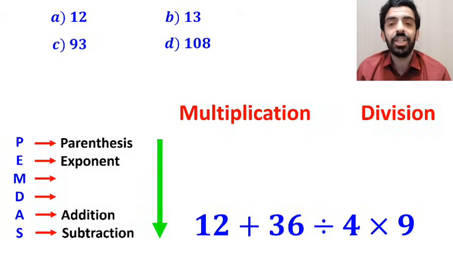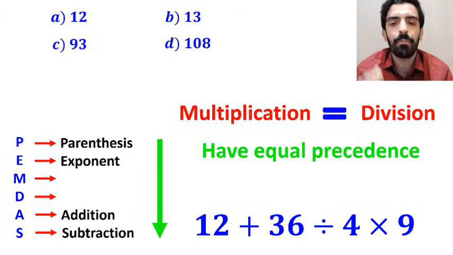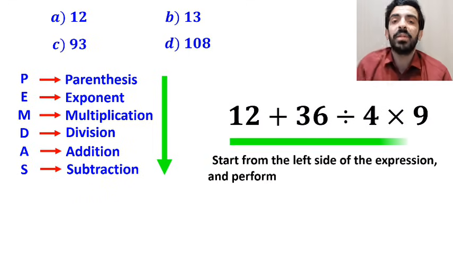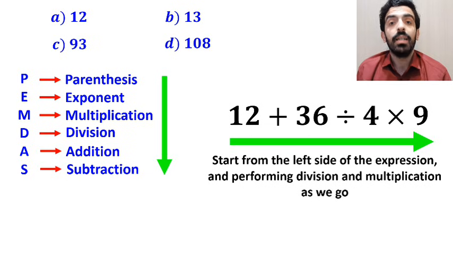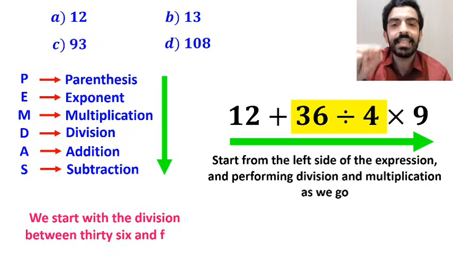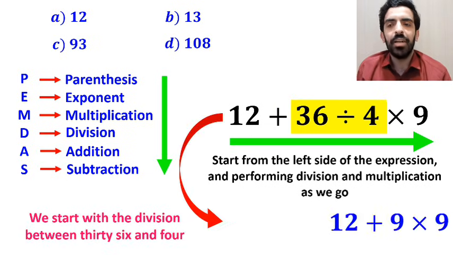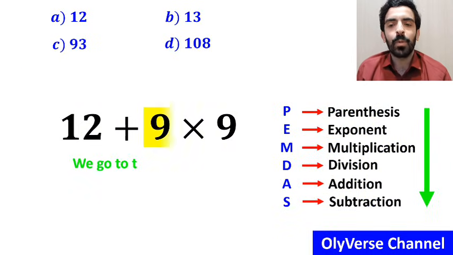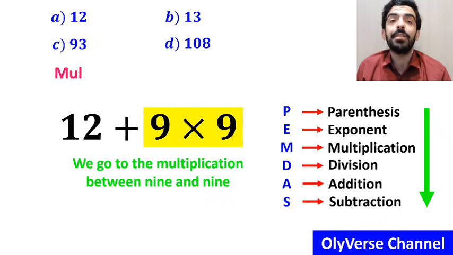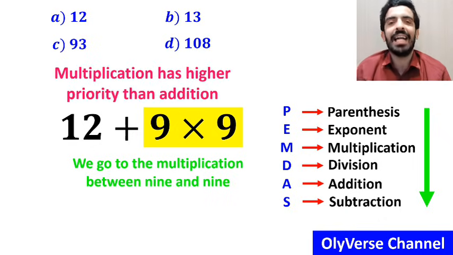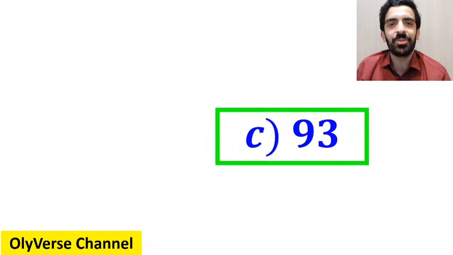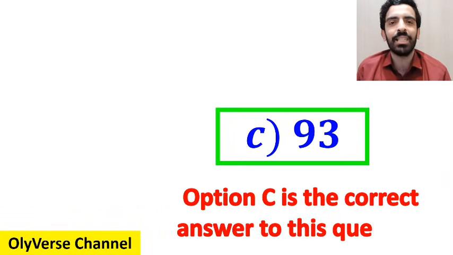However, we must pay close attention that multiplication and division have equal precedence. In this case, the best thing to do is to start from the left side of the expression, performing division and multiplication as we go. So, we start with the division between 36 and 4, and instead of this expression, we can write 12 plus 9 multiplied by 9. And the final step, we go to the multiplication between 9 and 9, because multiplication has higher priority than addition. So, this expression simplifies to 12 plus 81, which ultimately gives us the answer 93. That's great. Option C is the correct answer to this question.